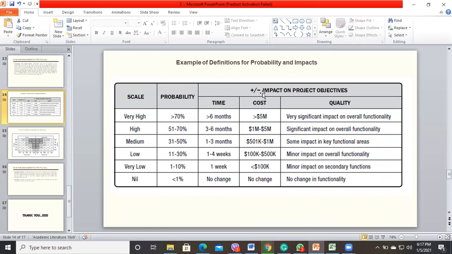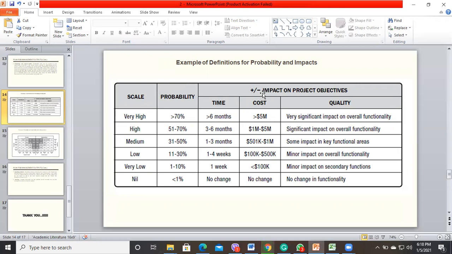That means the impact can be positive or negative. Okay, it can be positive or negative. So positive impacts we identify as a positive risk. Negative impacts we identify as a negative risk. So under the planning stage, we have to identify these events, risky events.